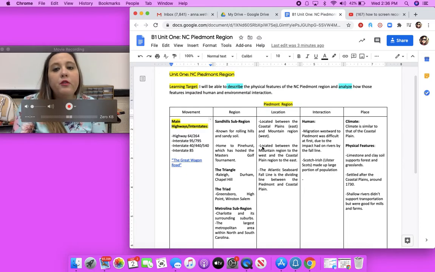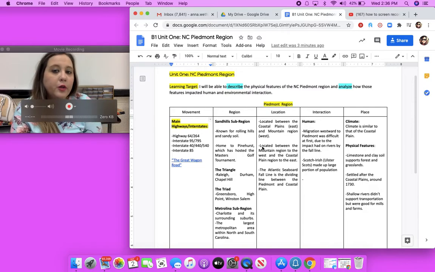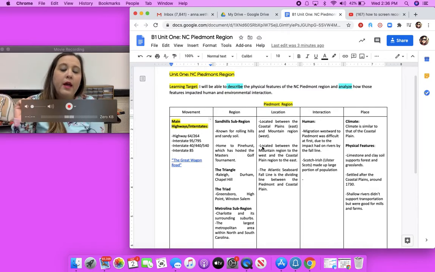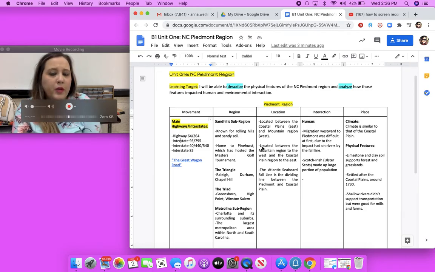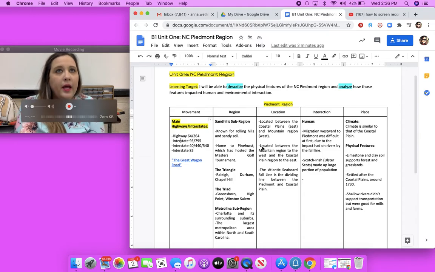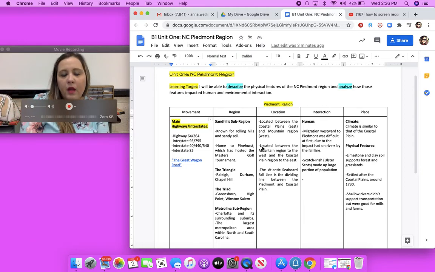All right, so the location of the Piedmont: it is located between the coastal plains, which is to the east, and the mountain region, which is to the west. And the Atlantic seaboard fall line is a dividing line between the Piedmont and the coastal plain. The fall line is somewhere in between, like Wake County, Johnston County, that area.